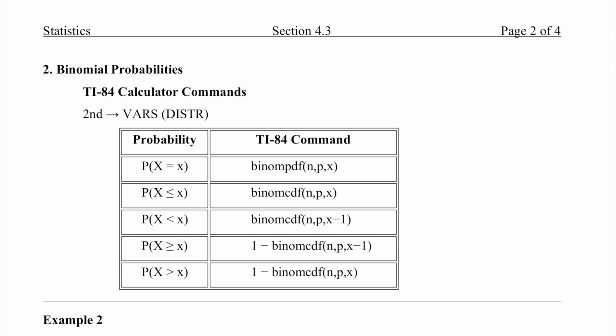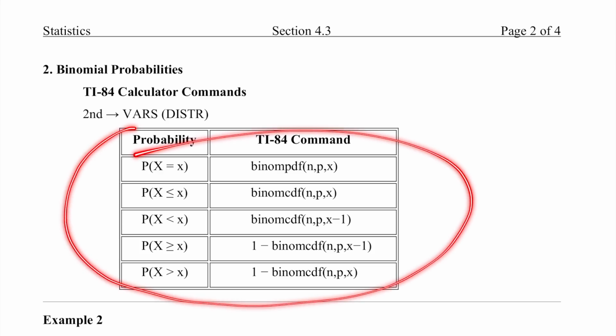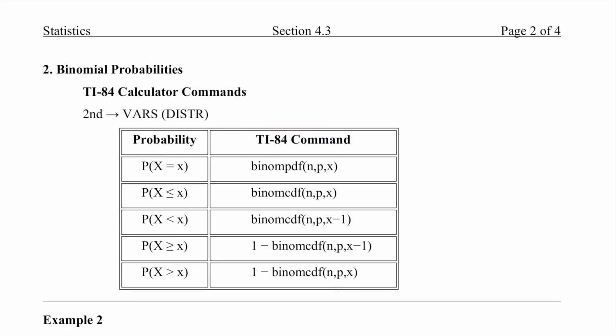Let's begin by looking at this table. This table summarizes the most common probability statements and the TI-84 commands used to calculate them. The two commands we'll use are binompdf and binomcdf. They are different.